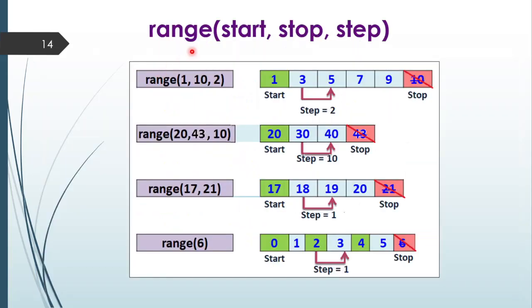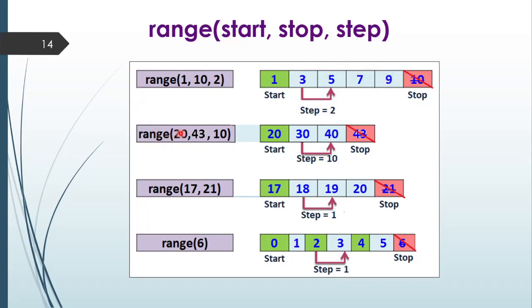Let's look at some more examples using the range function. First one is range 1, 10, 2. The starting number is 1 and the stop value is 10. This number will not be considered in the output and the step value is 2. So after 1, 3 will be displayed, then 5, 7 and 9 will be the output.